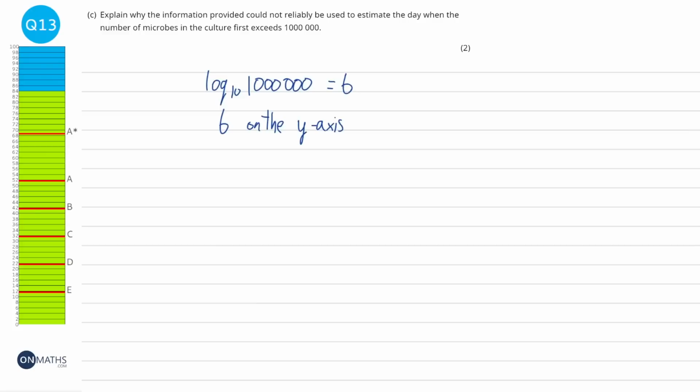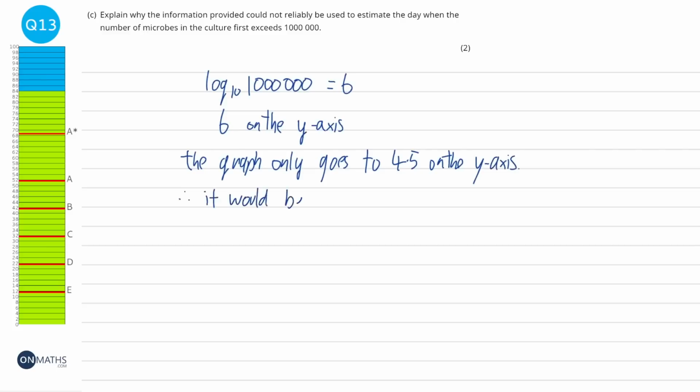So the graph only goes to 4.5 on the y-axis, and so therefore it would be extrapolated, so would be unreliable.